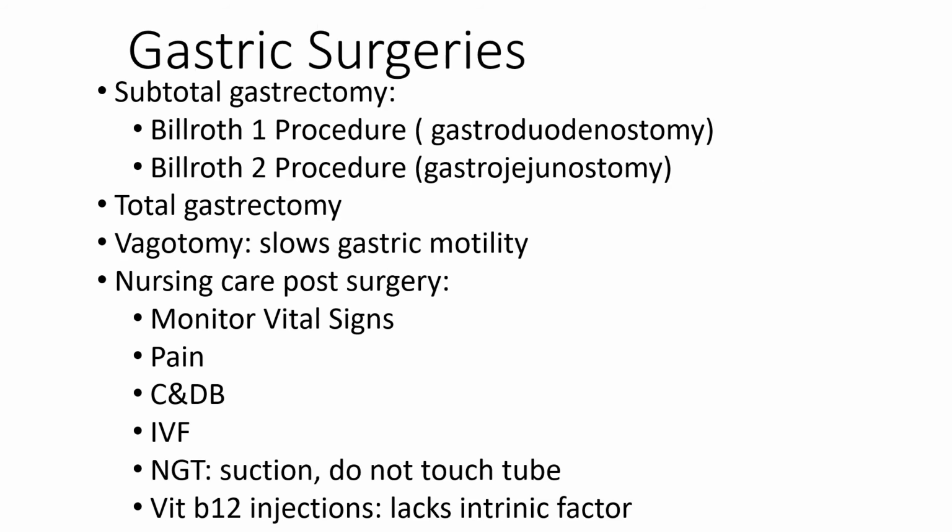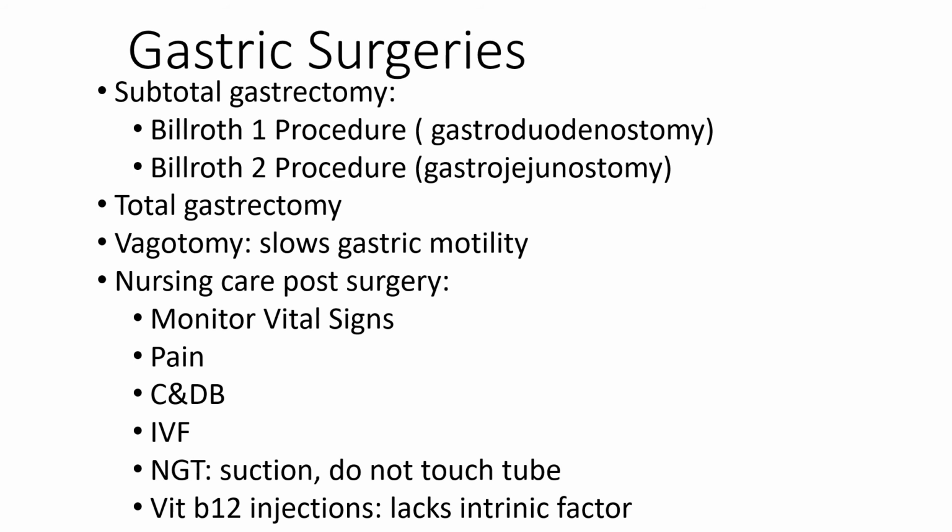Two types of gastric surgeries. Well, there's multiple ones, but you could have a subtotal gastrectomy. You have a Billroth 1 or a Billroth 2. Just please note the different locations of which the bypass is. You could have a gastroduodenostomy or gastrojejunostomy, or you could have a total gastrectomy, which is bypassing the stomach itself.